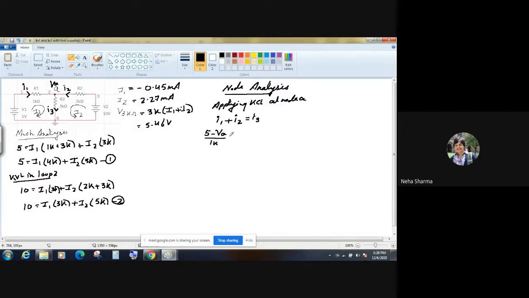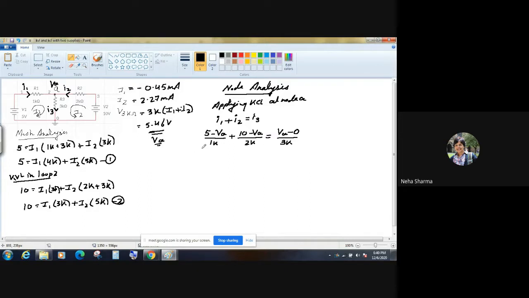Next, I want to write it for I2. I2 will be given by 10 minus VA divided by 2K. This is equal to I3, wherein I3 is given by VA minus 0 divided by 3K. Now in this equation, the only unknown is VA. And when I solve it for VA, I again get the same value, which is 5.46. So this is nothing but VA.